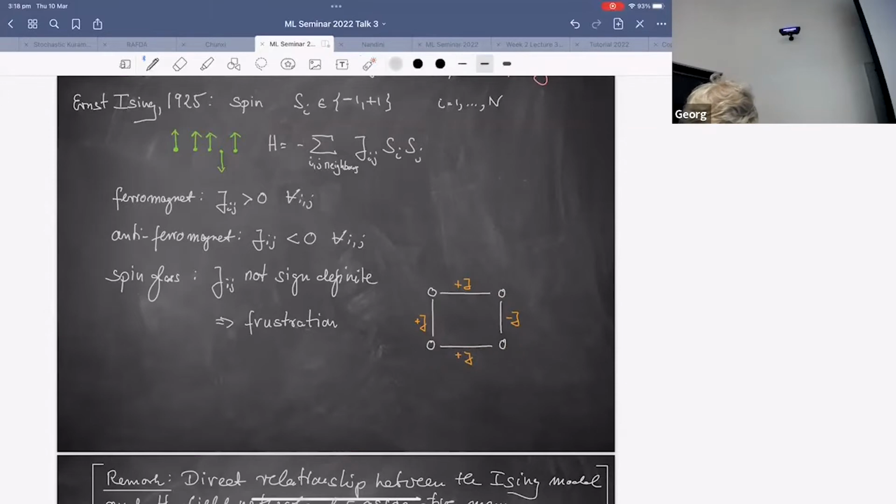Let's just start with a spin up here. If I want to minimize with a plus, that one should be up too. There's a plus here, so that one should be up too. But now I have a problem. If I want to satisfy this interaction, then I should get my spin up. However, this one tells me that if I look at this spin here, I should be down. So the system is what's called frustrated. There are these different configurations that have the same minimal energy.